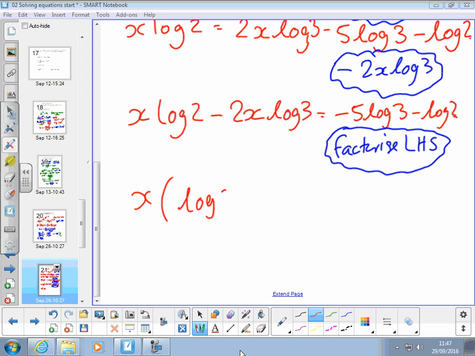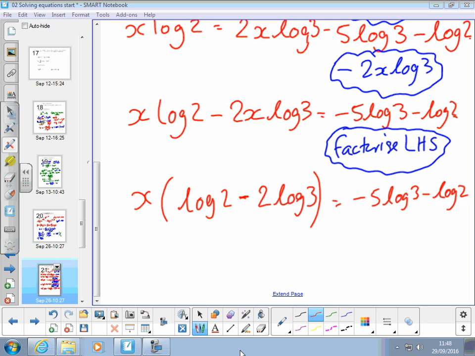Log 2. And just ask yourself, if we multiplied out those brackets, would we get back to that? We'd go x times log 2, gives us that. We'd go x times minus 2 log 3, we'd end up with that. And that is equal to minus 5 log 3 minus the log of 2.